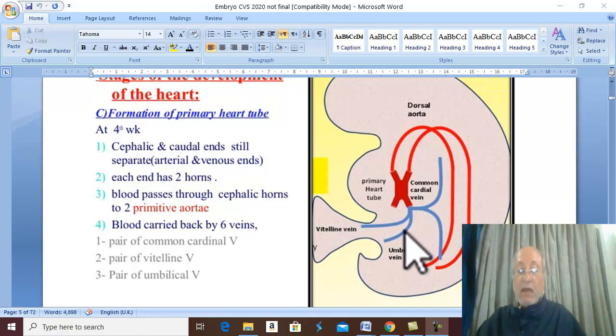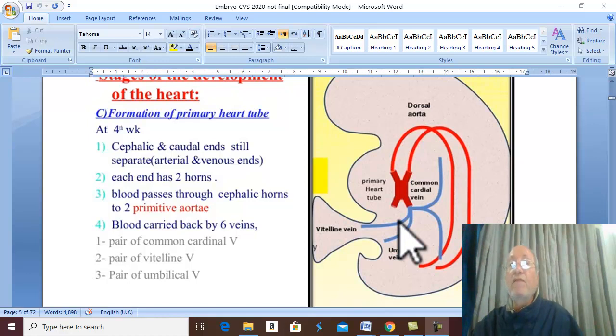And this vein coming from the placenta, carrying oxygenated blood from the placenta, is called the umbilical vein. And this vein draining the yolk sac is called the vitelline vein. Therefore, the incoming blood to the primitive heart or primary heart tube is 3 pairs of veins, 3 on each side: common cardinal vein, umbilical vein, and vitelline vein.